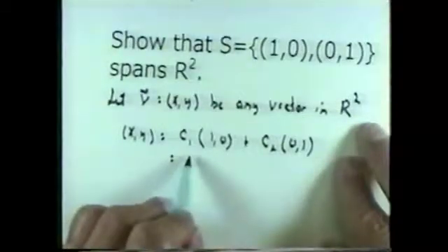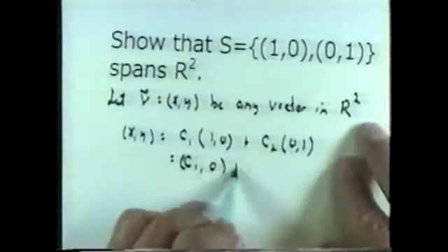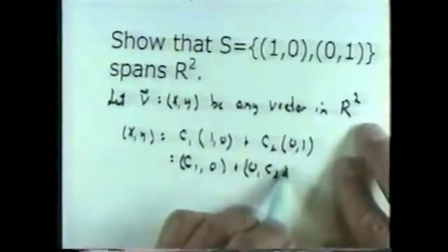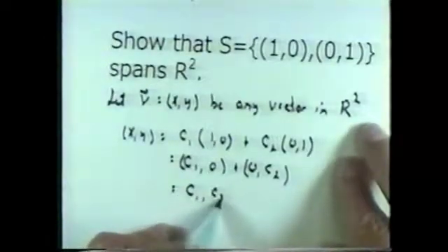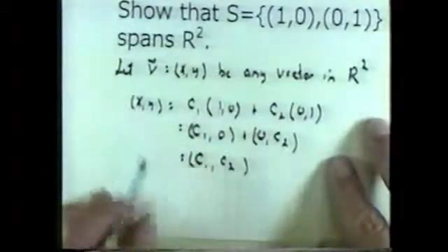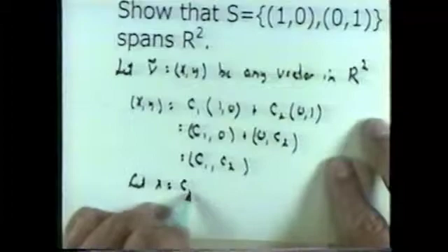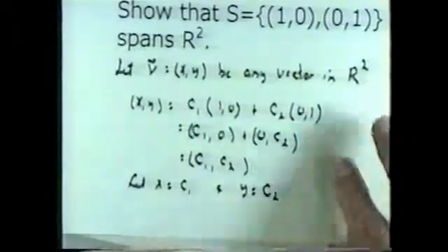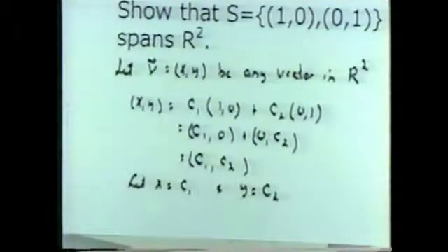So if that is true, then we would have that (x, y) would equal C1 times (1, 0) plus C2 times (0, 1), which would equal (C1, 0) plus (0, C2), which is equal to (C1, C2). So whatever x, y you come up with, all I need to do is say let x equal C1 and y equal C2, and we have the vector. So you come up with vector (x, y), then I can come up with C1 and C2. Anytime you come up with a vector, it's easy for me to pick C1, C2. So therefore, {(1, 0), (0, 1)} spans R squared.